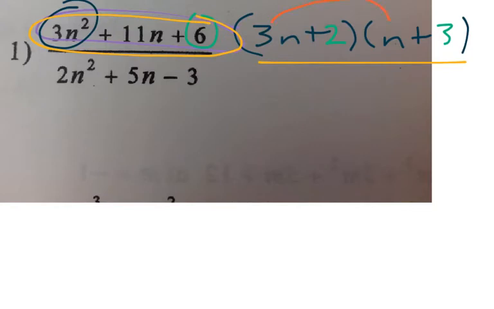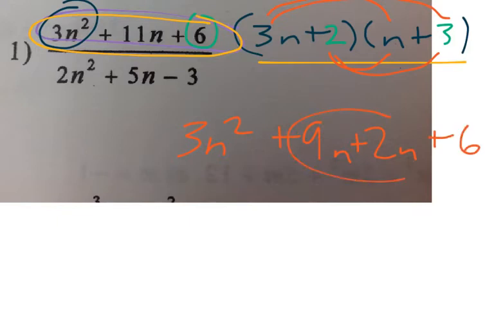See, if I do 3n times n, I get 3n squared. If I do 3n times 3, I get 9n. If I do 2 times n, I get 2n. And if I do 2 times 3, I get 6. And notice 9 and 2 make 11. So see how I was able to break it apart. That's what factoring is. You break the expression back apart into two binomials in this case. So pause the video if you need to.